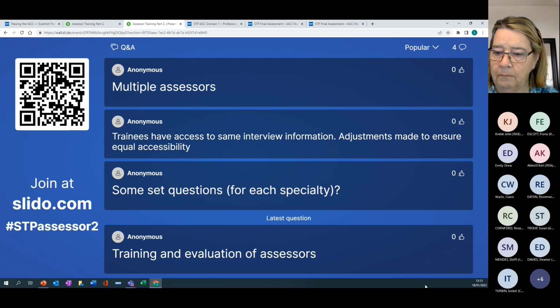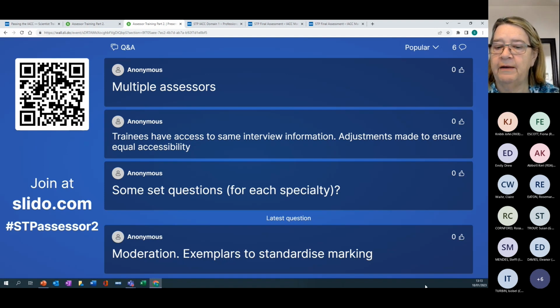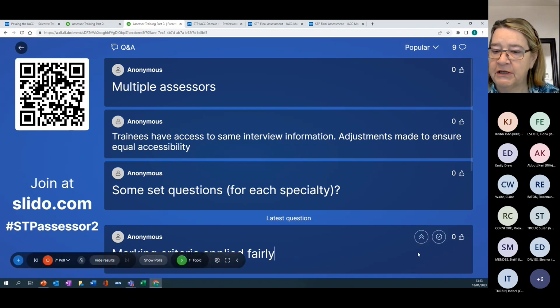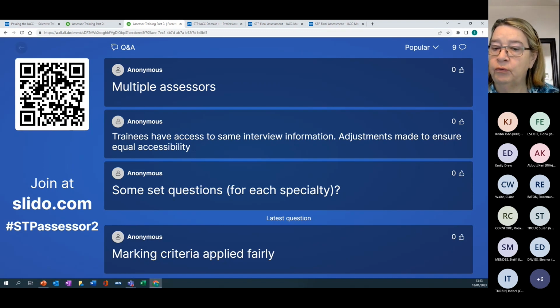Some set questions for each specialty. Yeah, so if I remember rightly, Carol, it's like a pool of questions, isn't it? Sorry, just trying to turn my microphone on. Yes, so there's a pool of case-based discussion scenario questions developed by specialists in your area, and the panel will select 2 from that pool. Yeah. And that the marking criteria is applied fairly. Those are some of the things that you can make sure.